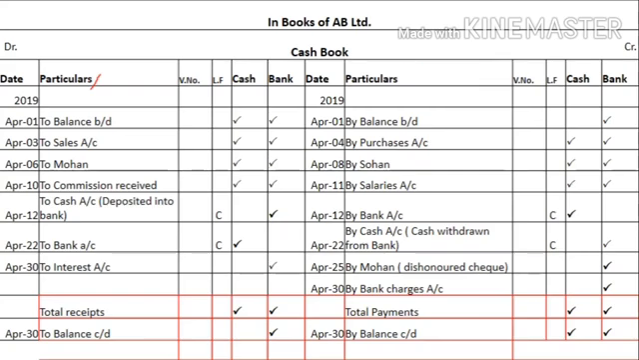Now, come to the first point. Suppose you are given some opening cash and bank balance. Then you will write it on the receipt side to balance brought down. This concept we have already discussed while preparing single column cash book. So opening cash balance will be written over here and opening bank balance will be written over here.